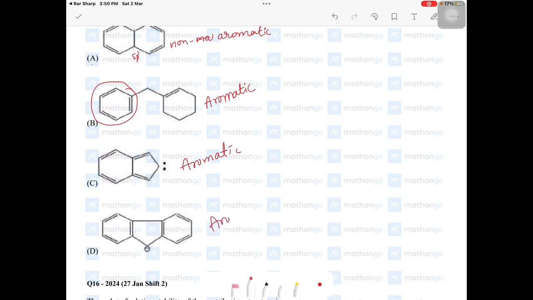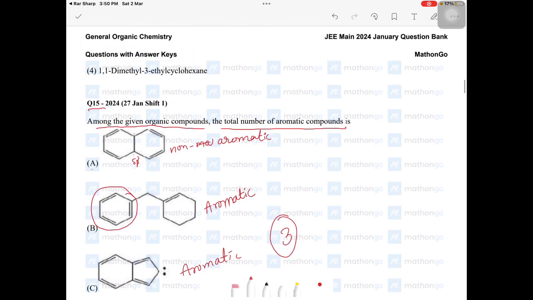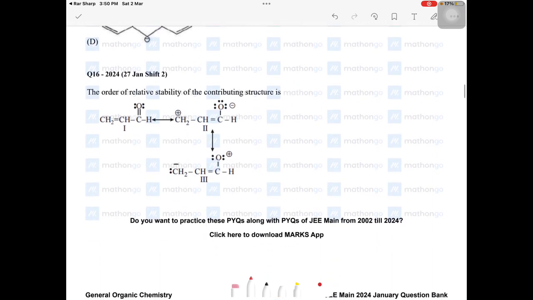It is also aromatic. Total 3 aromatic compounds. Answer 3 correct. 15th one. Consider the relative stability of contributing structures.